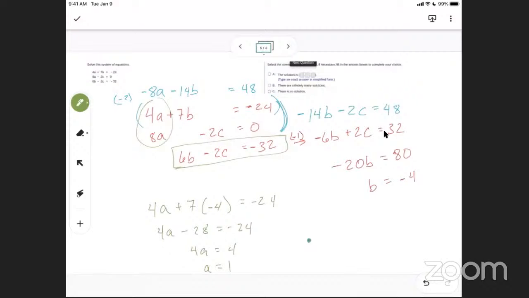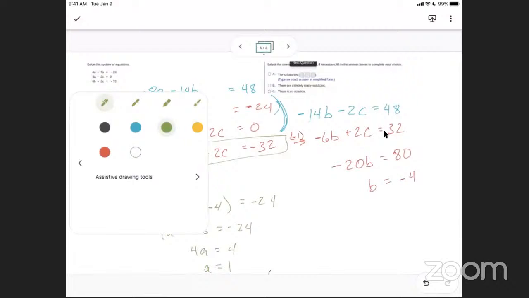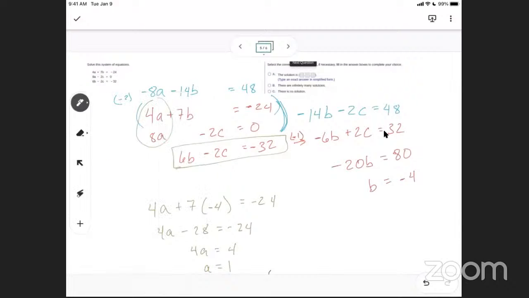And now let's plug in again. Now you can actually plug in a into there if you want, if that's easier, or you can plug b into there. Either way, you should get the same answer. If you don't, something's wrong with what we did, but I'm pretty sure we will. Let's plug a into the second one. A times 1 minus 2c equals 0. So -2c equals -8, which means c equals +4.